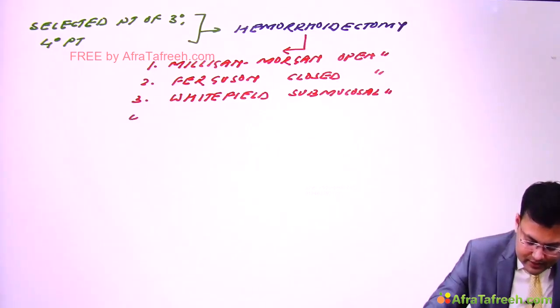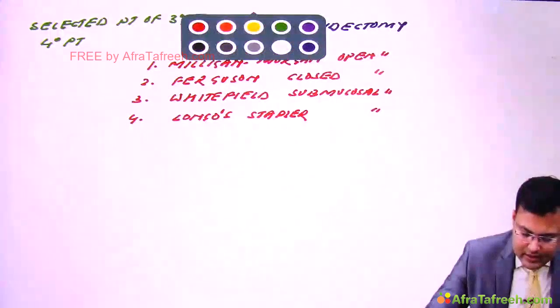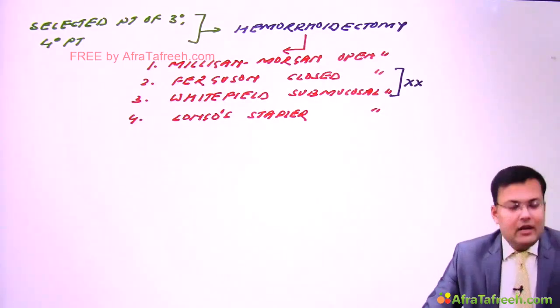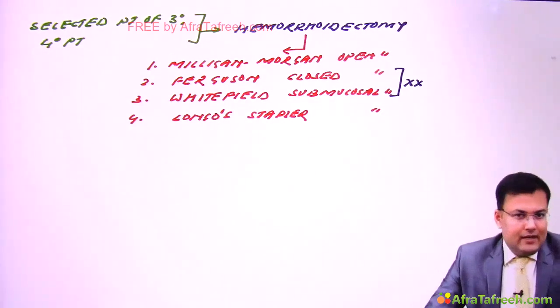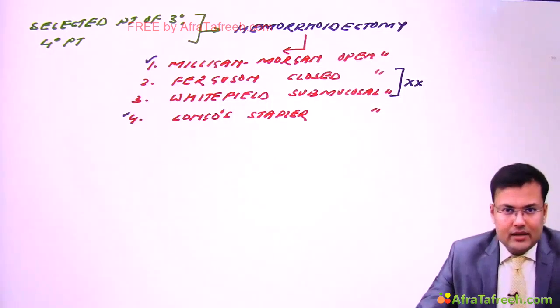And the fourth is Longo's stapler hemorrhoidectomy. Okay. Now see, nowadays these two are not done. Ferguson closed and Whitehead submucosal hemorrhoidectomy is not done. So we are doing Milligan-Morgan and Longo's stapler hemorrhoidectomy.